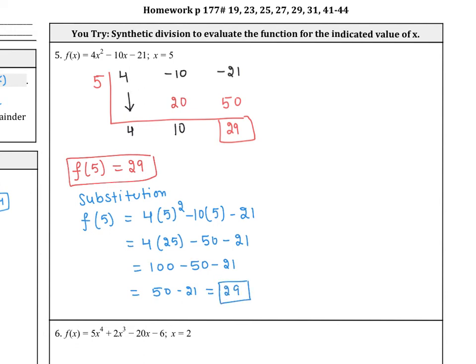So whether you use the synthetic division or you use substitution, evaluating f of 5 is the same. In both cases it came out 29.